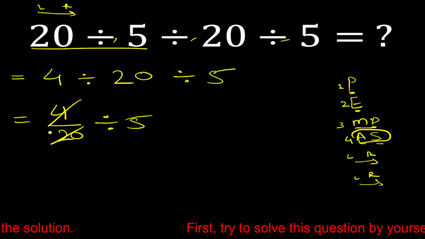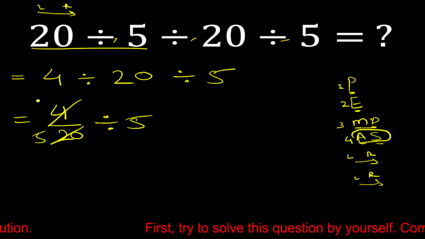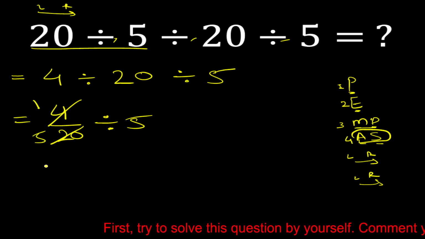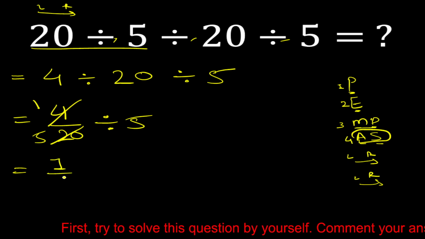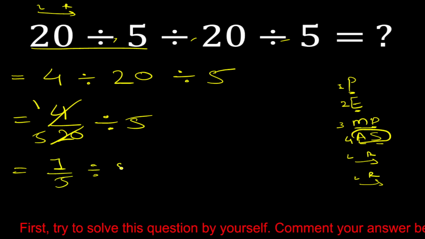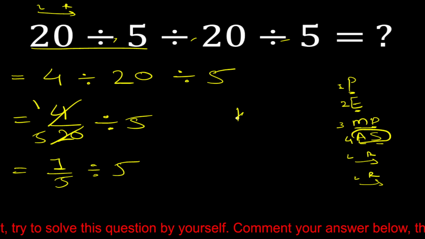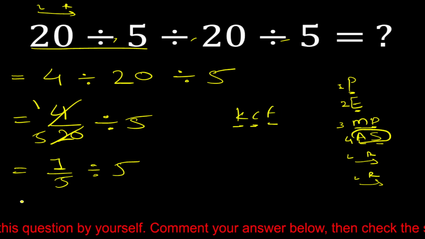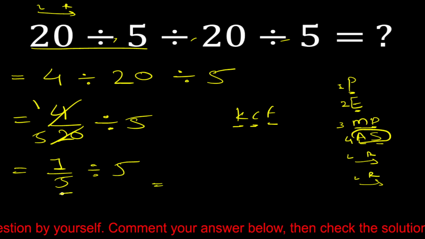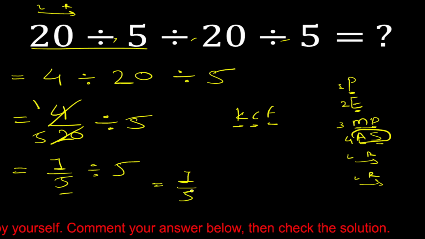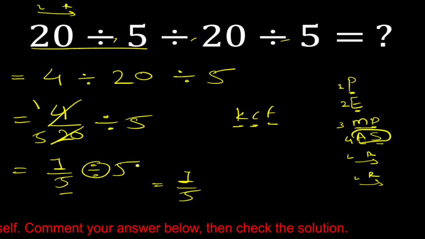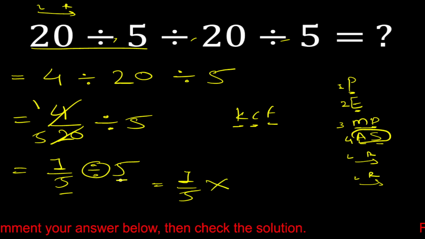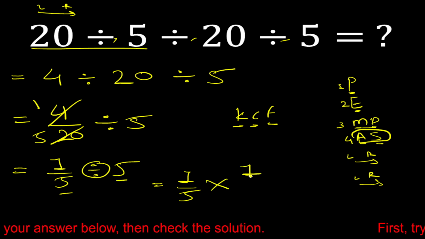20 divided by 4 is equal to 5, and 4 divided by 4 is equal to 1. So 1 by 5 divided by 5. Okay. Now according to KCF rule, K means keep, C means change, and F means flip. So keep this first fraction 1 by 5 as it is same. Change this sign from division to multiplication and flip this last fraction 1 by 5.